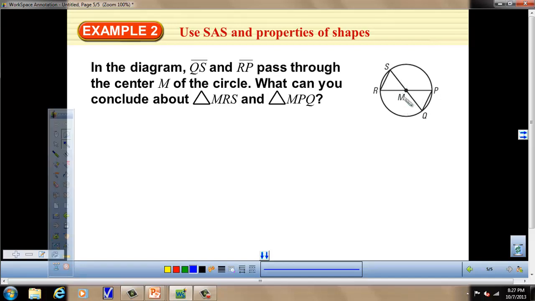The first thing you want to mark whenever you get a bow tie or hourglass is these two angles right here. We notice that SMR is congruent to PMQ by them being vertical angles. The second thing you should notice here is that all of these lines, MS, MR, MP, and MQ, are all congruent to each other, and the reason for that is they're all radii. And so now we've got our side angle side here. You can see it here, and you can see it over here. We have enough to state that the two triangles are congruent by side angle side.